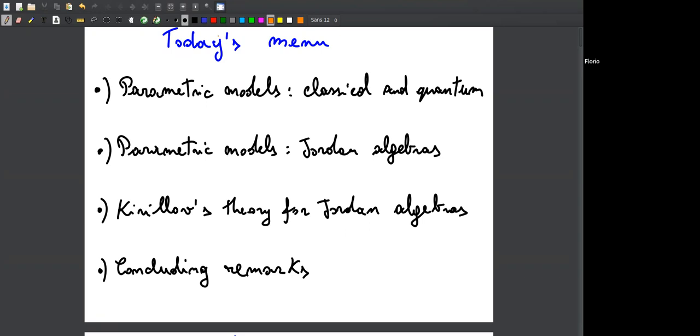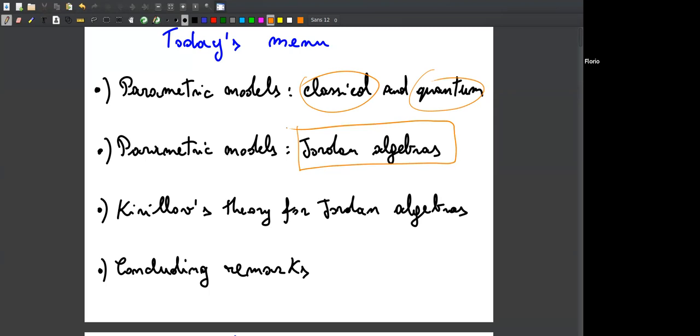So you see here today's menu, which is a four course, let's say, intellectual meal, hopefully. We will start with a little bit of background on what parametric models are in classical and quantum information geometry, because the basic of the talk will then be trying to argue that there is actually a unifying perspective that brings together the classical and the quantum in terms of Jordan algebras. So the idea would be that parametric models of probability distribution or quantum states can actually be described in the same mathematical framework using Jordan algebras and actually positive linear functionals on them.